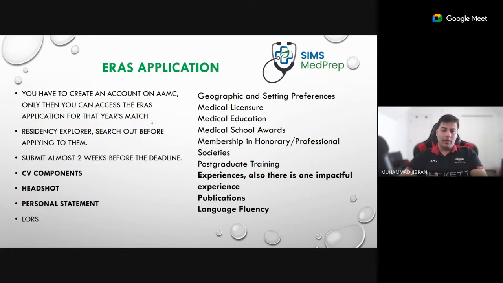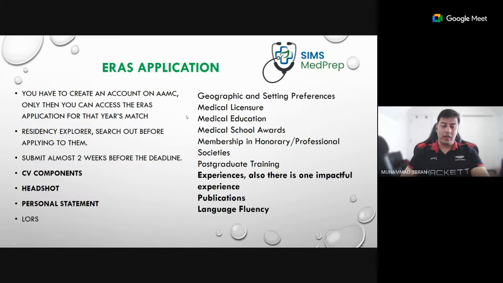And the geographical and setting preference. Last year, they started another thing, geographical and setting preference, where you can choose the area of the United States where your geographical and setting preference really is. So it can be Atlantic, Eastern Shore. Most of these areas are IMG friendly. You can go to the map and figure that out, but most of the time it's near the Eastern Shore, near the Atlantic area. That's mostly IMG friendly, and you can apply to those programs.